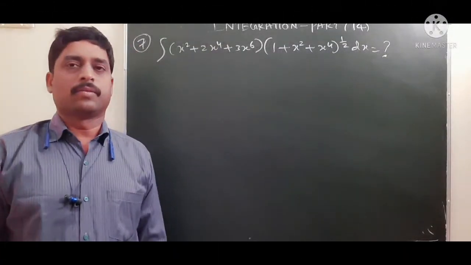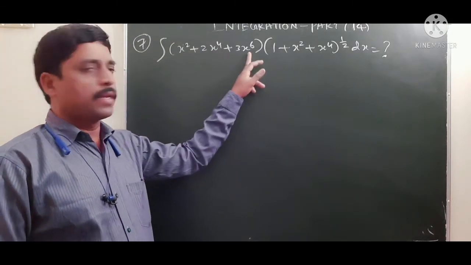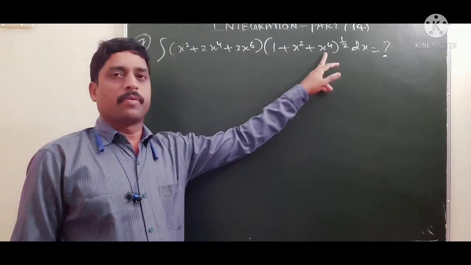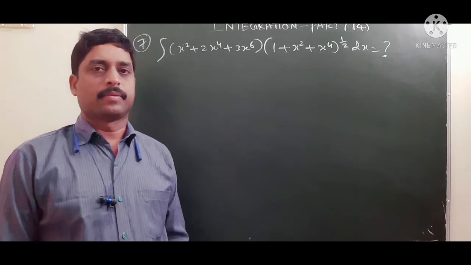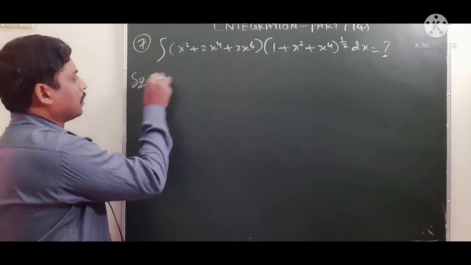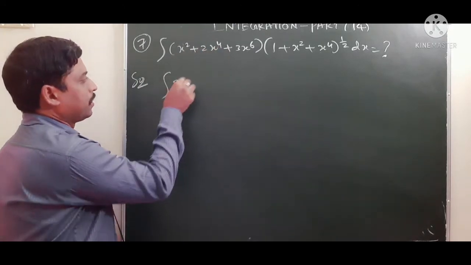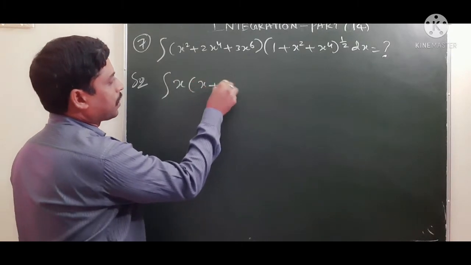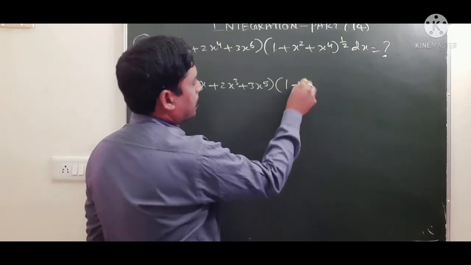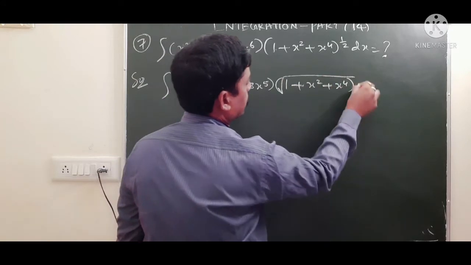So let us go to the next problem. Integral x square plus 2x to the power 4 plus 3x to the power 6 into root of 1 plus x square plus x to the power 4, power 1 by 2, dx. So this type of problem is most important. Now in this one x take out common, only x plus 2x cube plus 3x to the power 5 into this, we will write as it is. This is the root function dx.